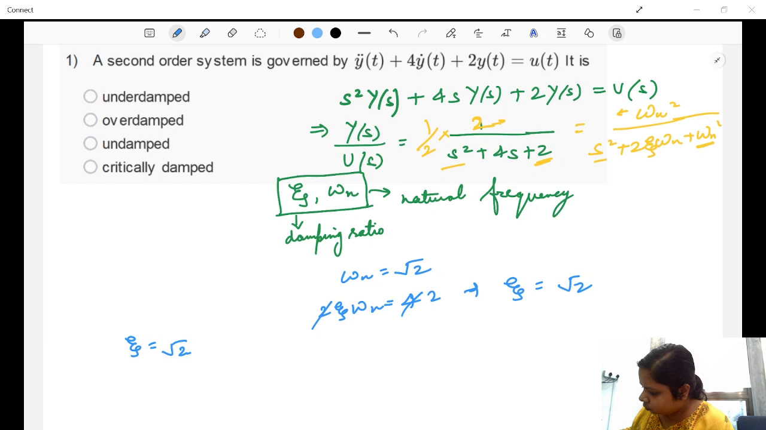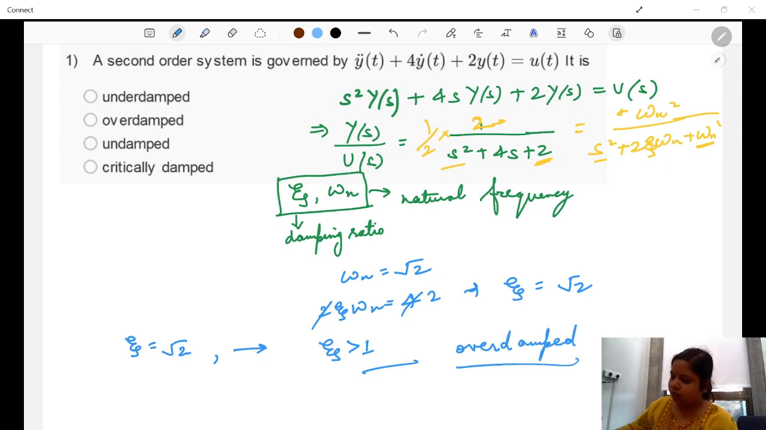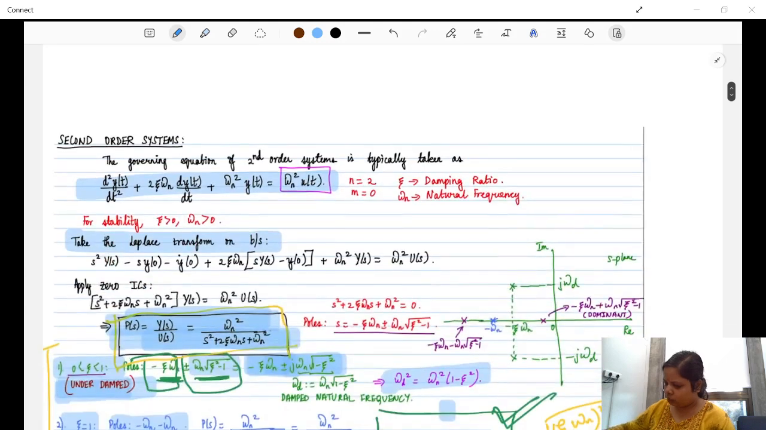Okay. So what you get here is zeta is equal to root 2. That means the value of zeta, sorry, it is greater than 1. It is greater than 1. Then it means that this case was for an overdamped system. So the answer here is overdamped. This is the way you are supposed to classify what kind of damping is there in the system. Okay. So this is how we'll proceed.